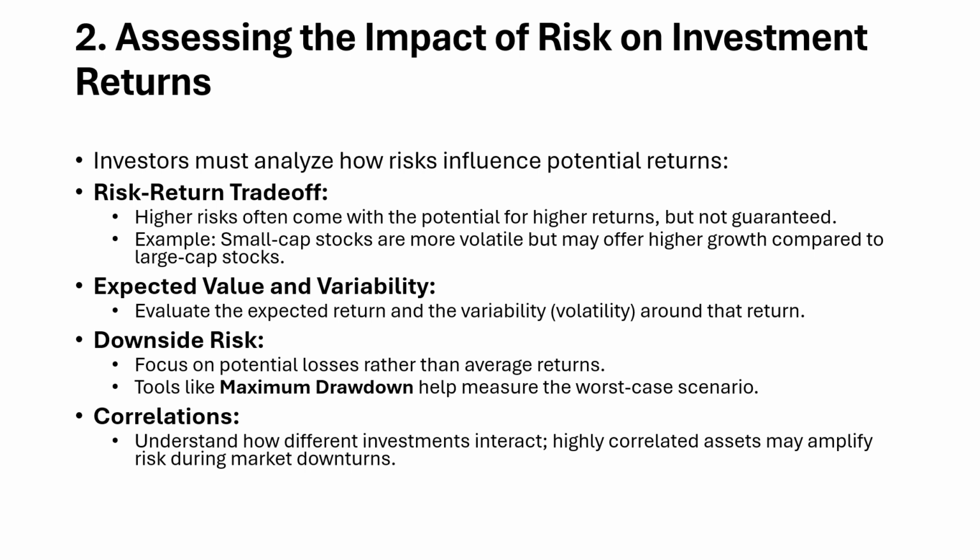Expected value and variability can also influence potential return, which will evaluate the expected return and the volatility around that return. There are also downside risks, which focus on potential losses rather than the average return. And correlations help us understand how different investments interact and how highly correlated assets may amplify the risk during market downturns.